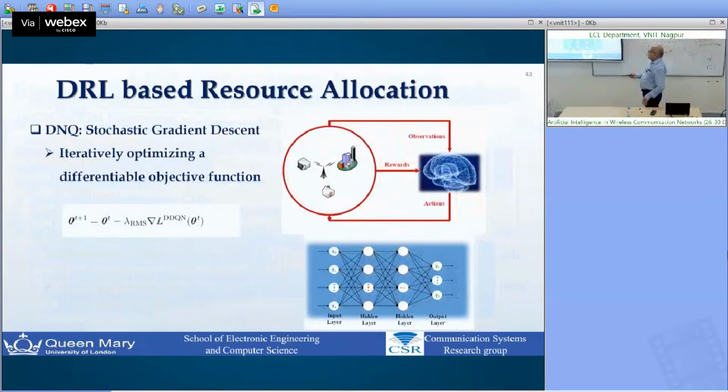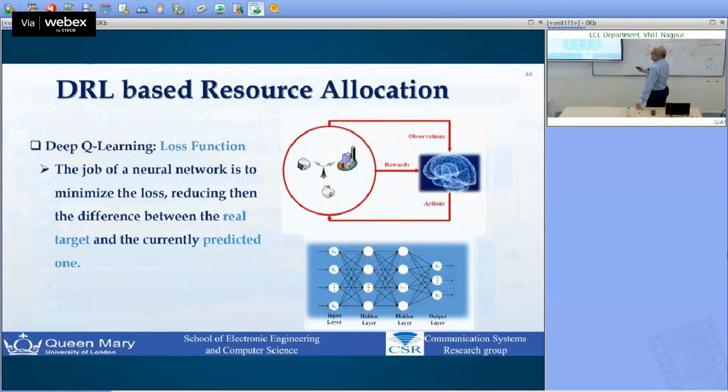So again, here the weight matrix theta. As I mentioned earlier, the Q learning table is replaced by the neural network. So here we have the weight matrix, theta. The weight matrix is updated, theta t updated to theta t plus 1, by using the stochastic gradient descent method. So every time interval, the weight matrix theta is updated, similar to the earlier case.